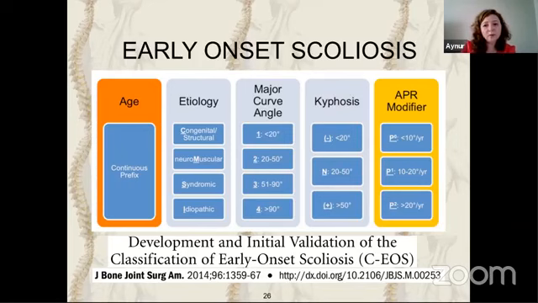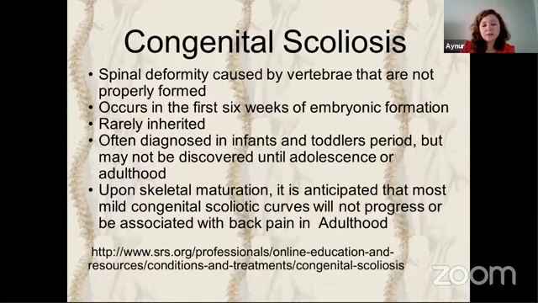Let's talk about some of them. Congenital scoliosis is a spinal deformity caused by vertebrae that are not properly formed. It occurs in the first 6 weeks of embryonic formation, is rarely inherited, and is often diagnosed in the infant and toddler period, but may not be discovered until adolescence or adulthood. Upon skeletal maturation, it is anticipated that most mild congenital scoliotic curves will not progress or be associated with back pain in adulthood. You can find more on the SRS and ORC websites.